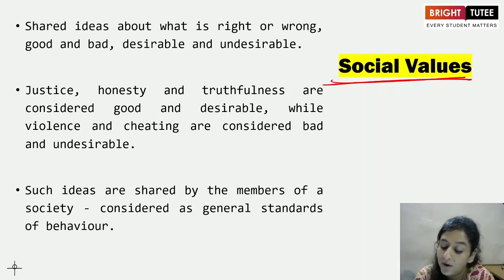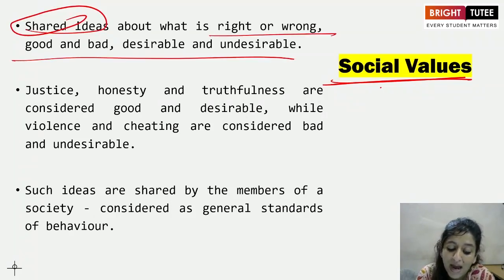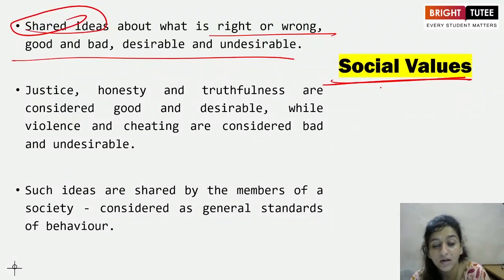Whether you talk about social status, social roles, social norms, or social values, all of these are interconnected and related. Now, talking about what social values are: shared ideas about what is right or wrong, bad or good, desirable and undesirable. It is, in a way, collectively talking about values.